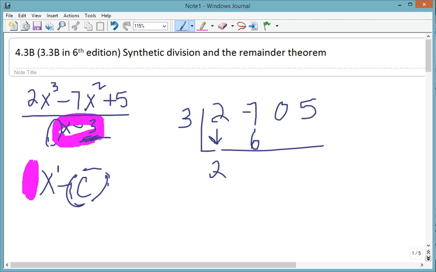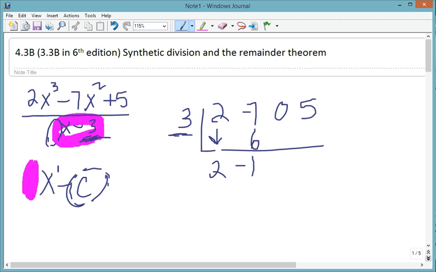Now, normally I would change the signs and add, but I changed this sign already. It's the opposite of what it was over here. So I've already changed the signs, and I just have to add. Because I changed the sign first, I don't have to change the sign every time I'm going to subtract. I just have to add. So negative 7 and 6 is negative 1.